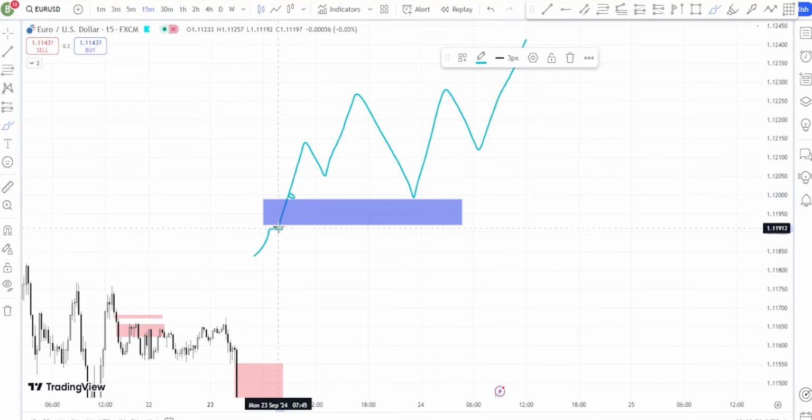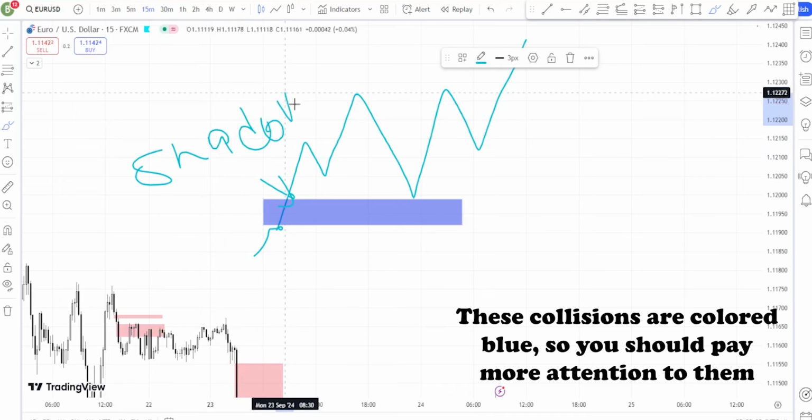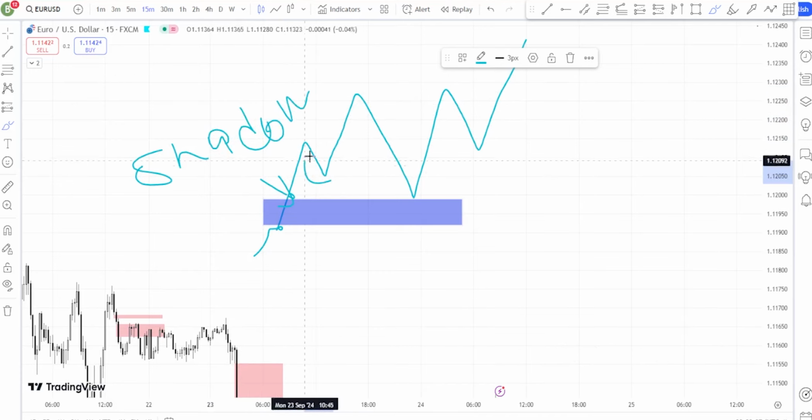These inefficiencies are important because they often represent areas where price may retrace or consolidate, offering potential entry or exit points for traders. Key concepts in the Fair Value Gap strategy.